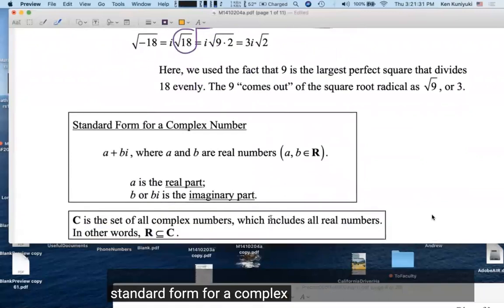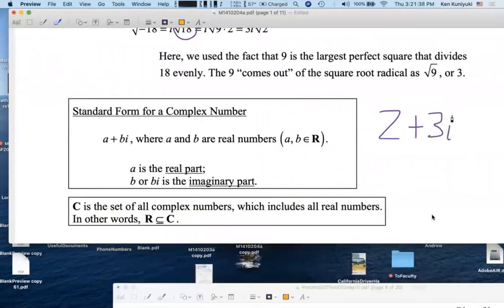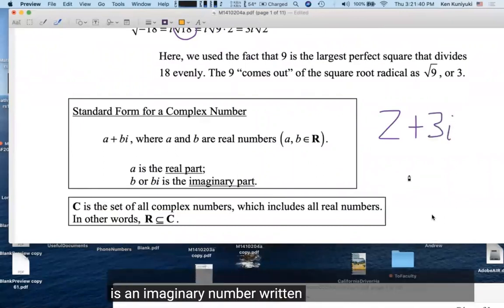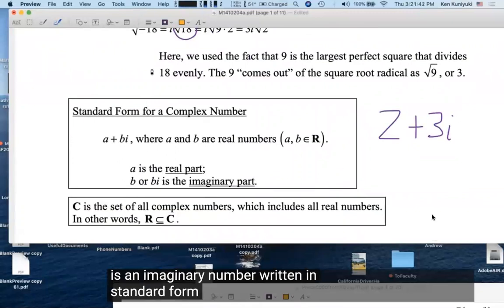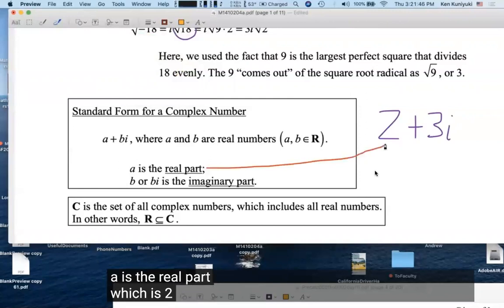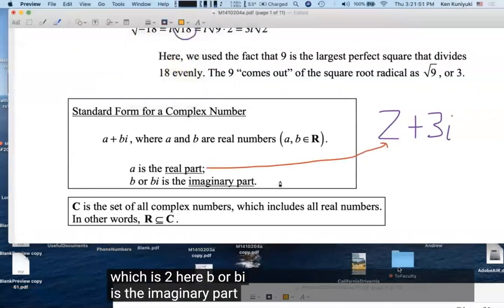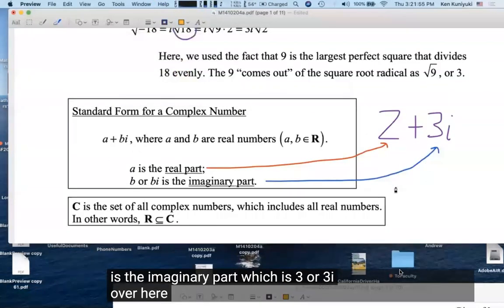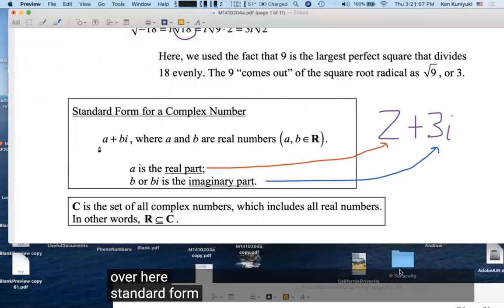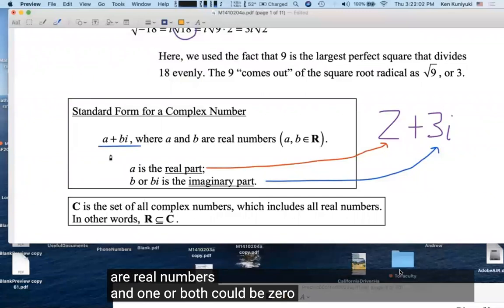Standard form for a complex number. Something like 2 plus 3i is an imaginary number written in standard form. a is the real part, which is 2 here. b, or bi, is the imaginary part, which is 3, or 3i, over here. Standard form is a plus bi, where a and b are real numbers, and one or both could be 0.